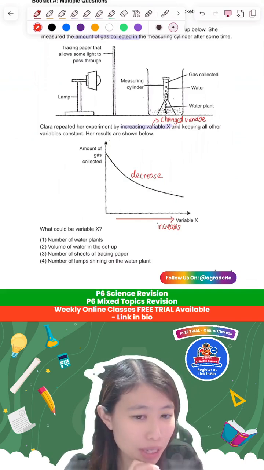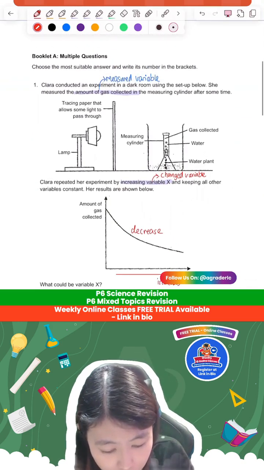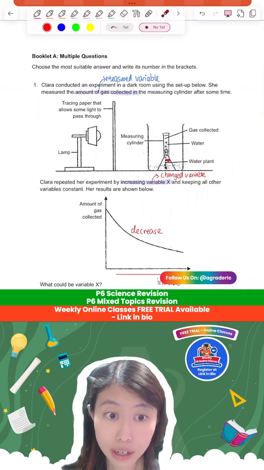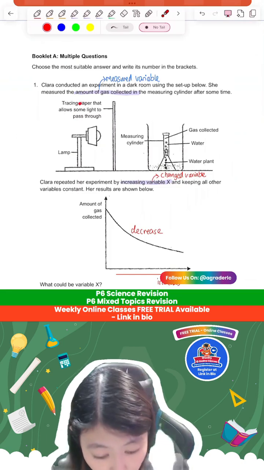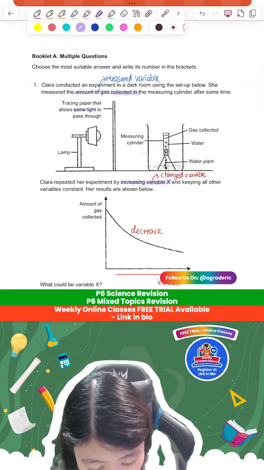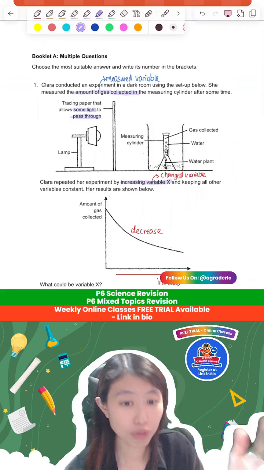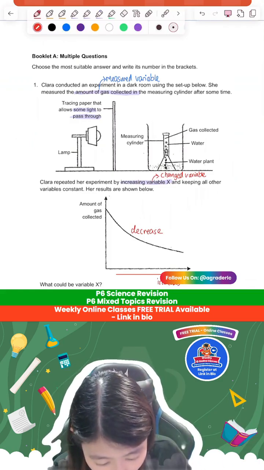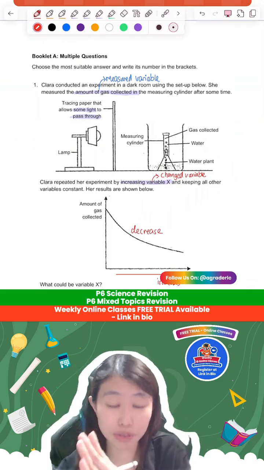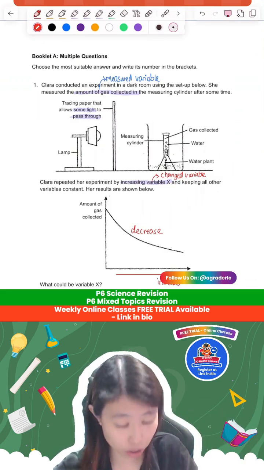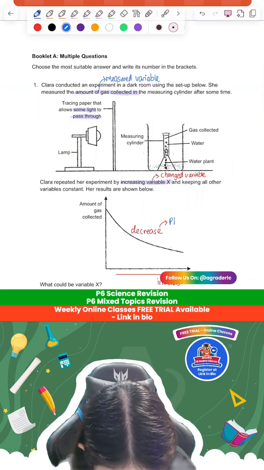Does anyone know what the amount of gas tells me? Thank you, Supernova. It's about photosynthesis. Why is it photosynthesis? Because there's a water plant, there is a presence of light, and there is tracing paper, which will allow some light to pass through. So it has something to do with light and photosynthesis. Take note that this is supposed to be caused by variable x. If there is more of variable x, when variable x increases, there will be a decrease in photosynthesis.